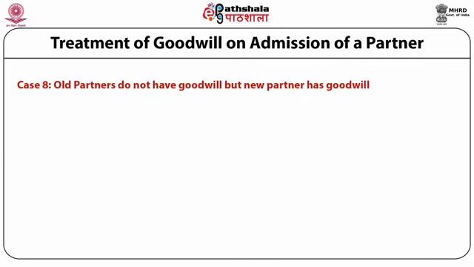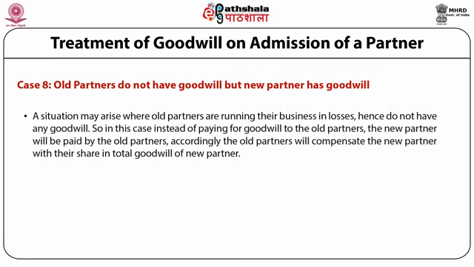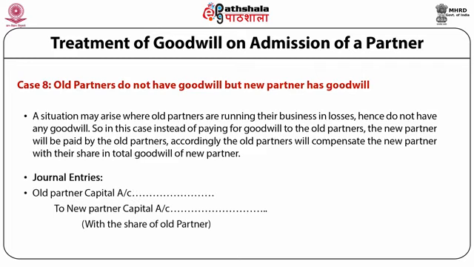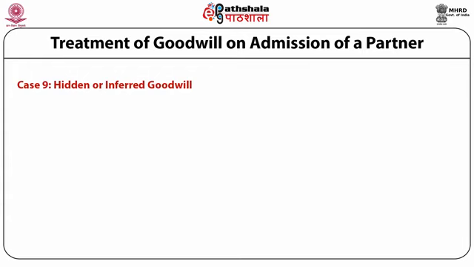Case 8. Old partners do not have goodwill but the new partner has goodwill. A situation may arise where old partners are running their business at a loss, hence do not have any goodwill. So in this case, instead of paying for goodwill to the old partners, the new partner will be paid by the old partners. Accordingly, the old partners will compensate the new partner with their share in the total goodwill of the new partner. The journal entry will be: old partners' capital accounts debited to new partner's capital account, and the share of the goodwill.